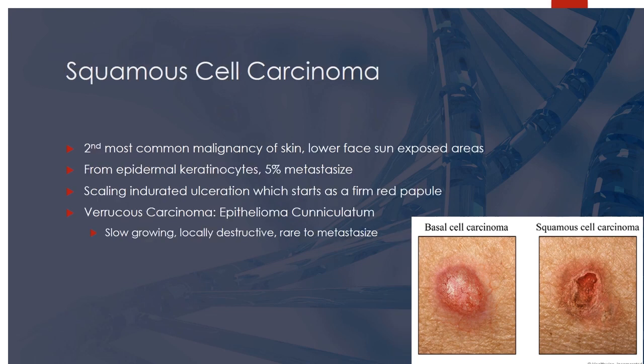So now squamous cell carcinoma, this is the second most common malignancy of the skin. See this more on the lower face in sun-exposed areas. Again, it is rare to metastasize. We start to see this as a firm papule, but it has scaling, indurated ulceration points. We know that very rarely verruca can actually turn into a form of squamous cell carcinoma itself, very slow growing, locally destructive, but also rare to metastasize.